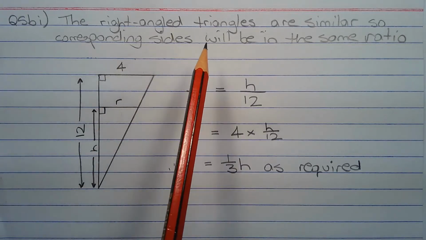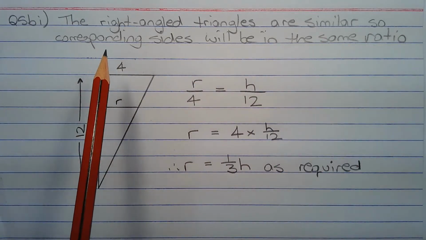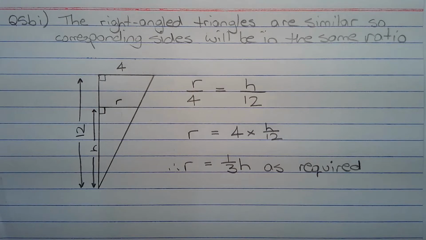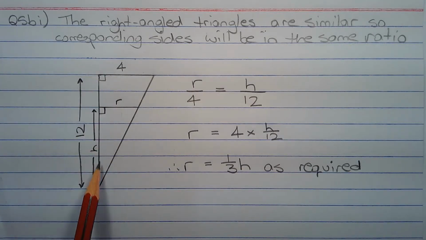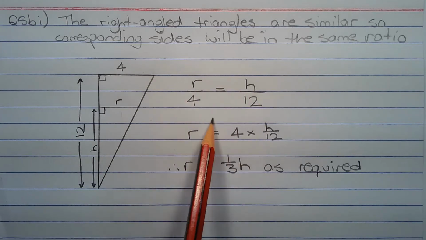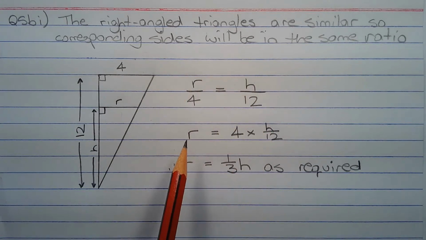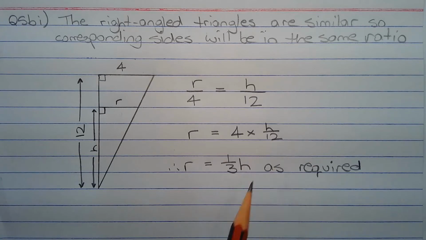The right-angled triangles inside the cone are similar, so the corresponding sides will be in the same ratio. Hence, r over 4 is equal to h over 12. Multiplying both sides of this equation by 4, we get r is equal to 4 times h over 12, therefore r is equal to 1/3 h as required.